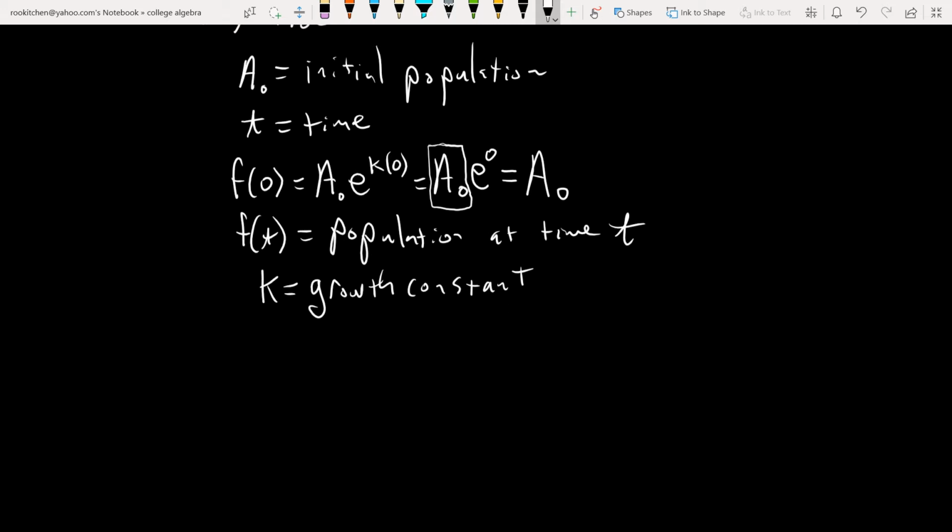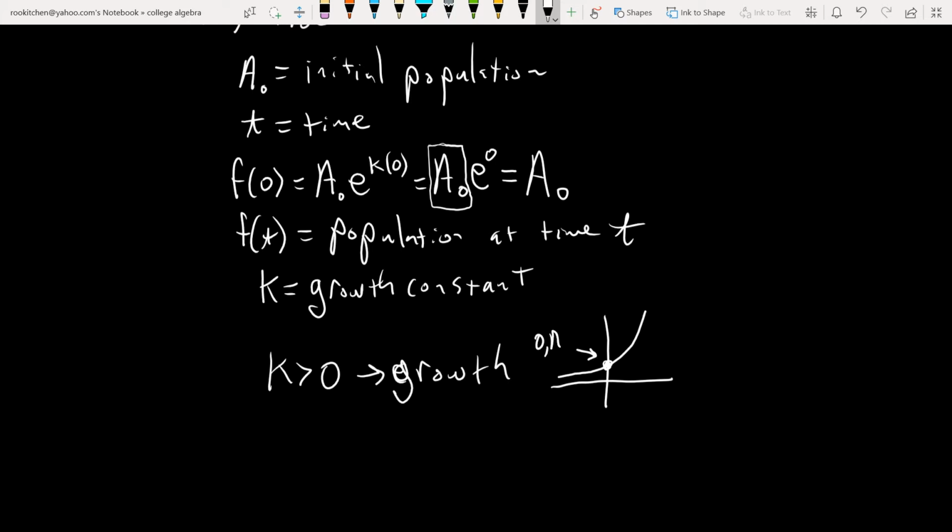Okay, so if k is greater than 0, that's going to give you exponential growth. And in that case, your graph is going to look like this, where this point right here is a sub 0. So literally on the graph, it's 0, comma a sub 0. If k is less than 0, then you're going to have exponential decay. In that case, your graph will just be rotated about the y-axis, and it'll look like this. And again, this point here is at 0, comma a sub 0.